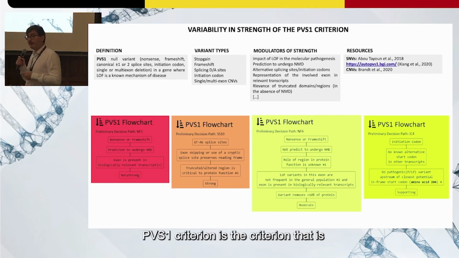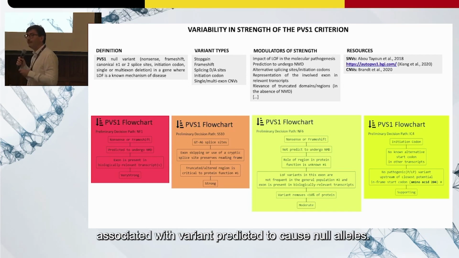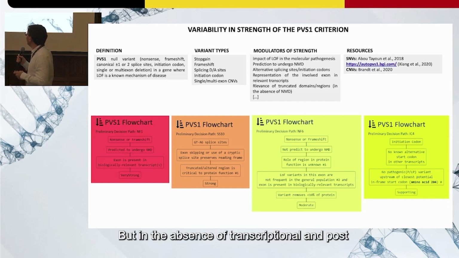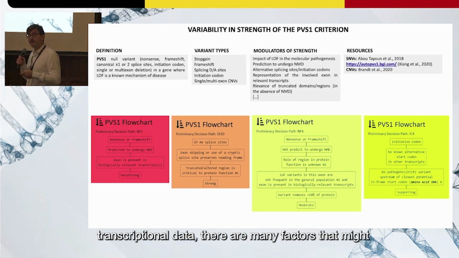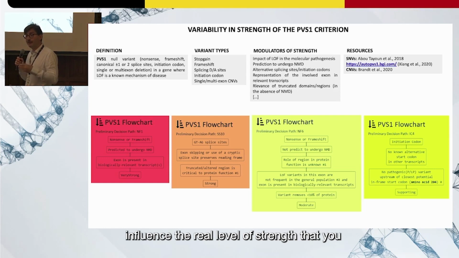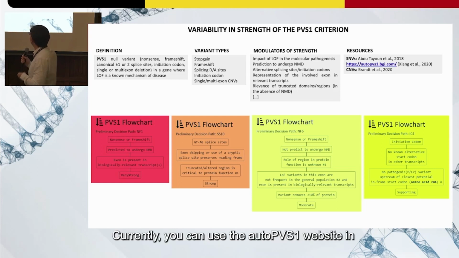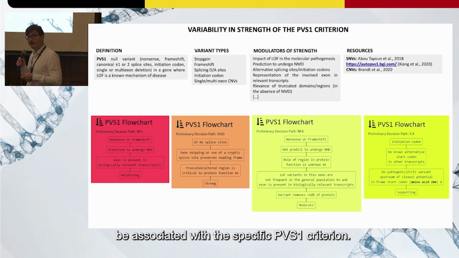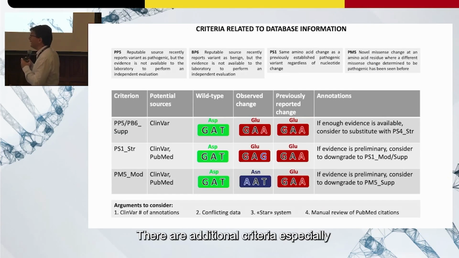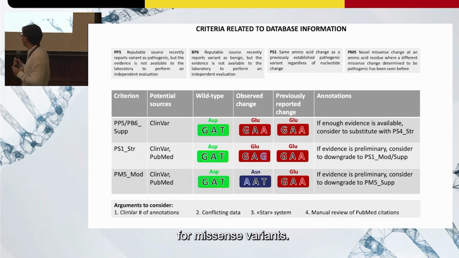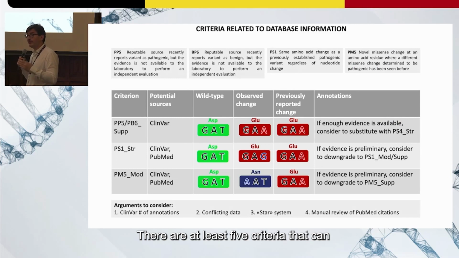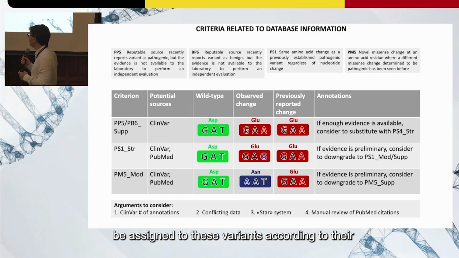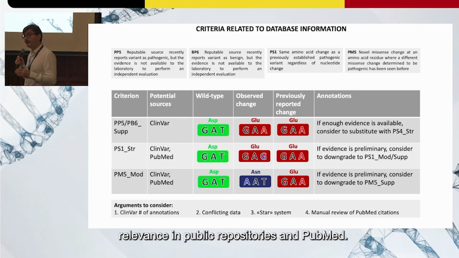The PVS1 criterion is the criterion that is associated with variants predicted to cause null alleles. But in the absence of transcriptional and post-transcriptional data, there are many factors that might influence the real level of strength that you can attribute to this criterion. Currently, you can use the AutoPVS1 website in order to predict the most likely level of strength to be associated with the specific PVS1 criterion. There are additional criteria, especially for missense variants. There are at least 5 criteria that can be assigned to these variants according to their relevance in public repositories and PubMed.